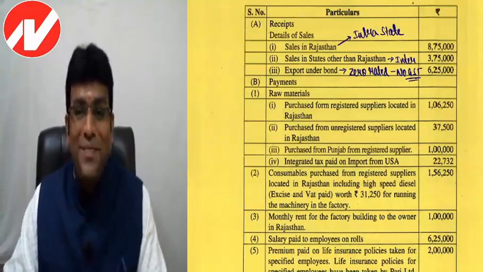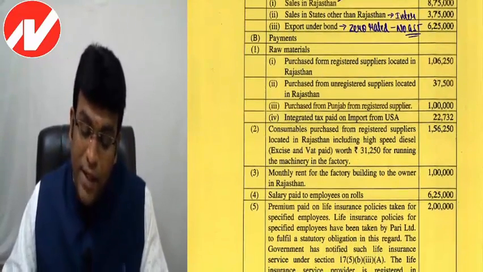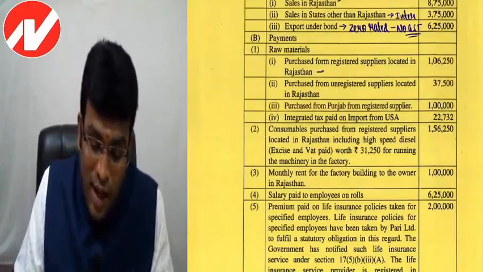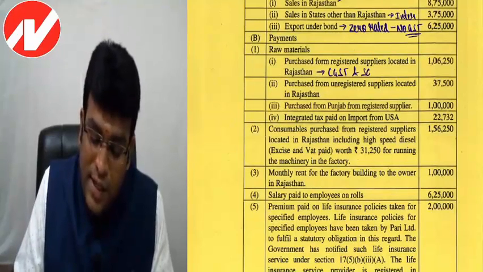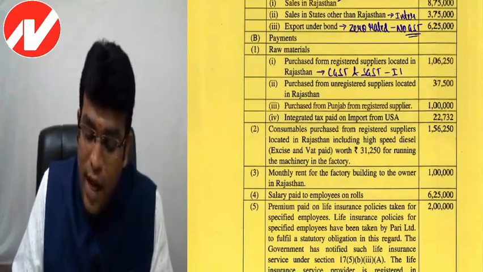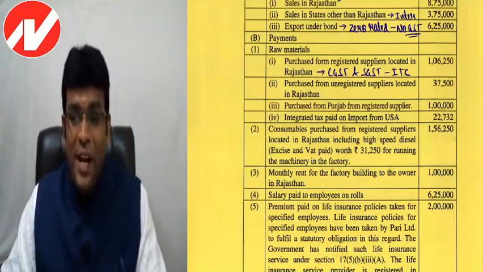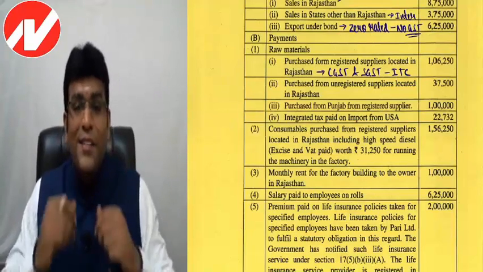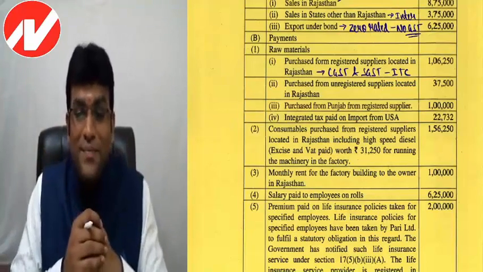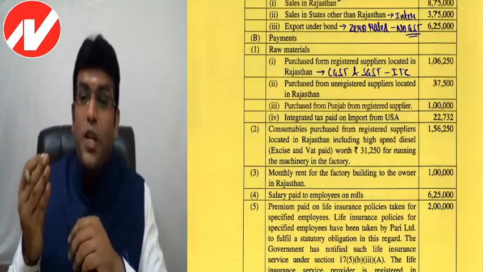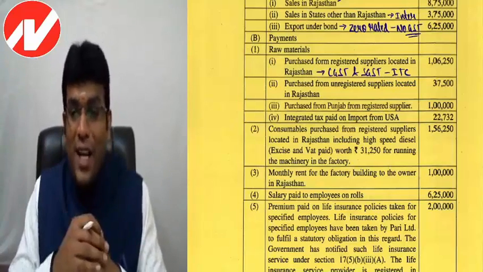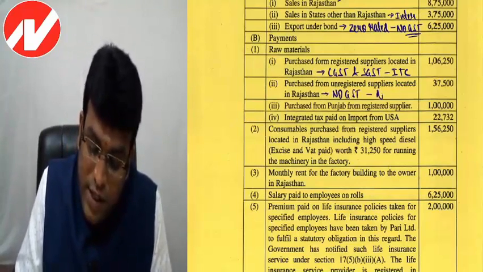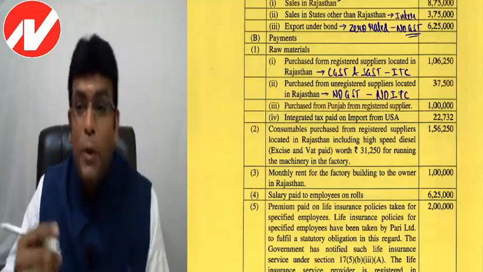and once the supply is a zero rated supply, GST will not apply. Then raw materials purchased from a registered supplier located in Rajasthan, on this you would have paid CGST and SGST, which you can take as input tax credit. Next, purchased from an unregistered supplier located in Rajasthan. When you purchase from an unregistered supplier, they will not charge GST. So on this, no GST, obviously no input tax credit.